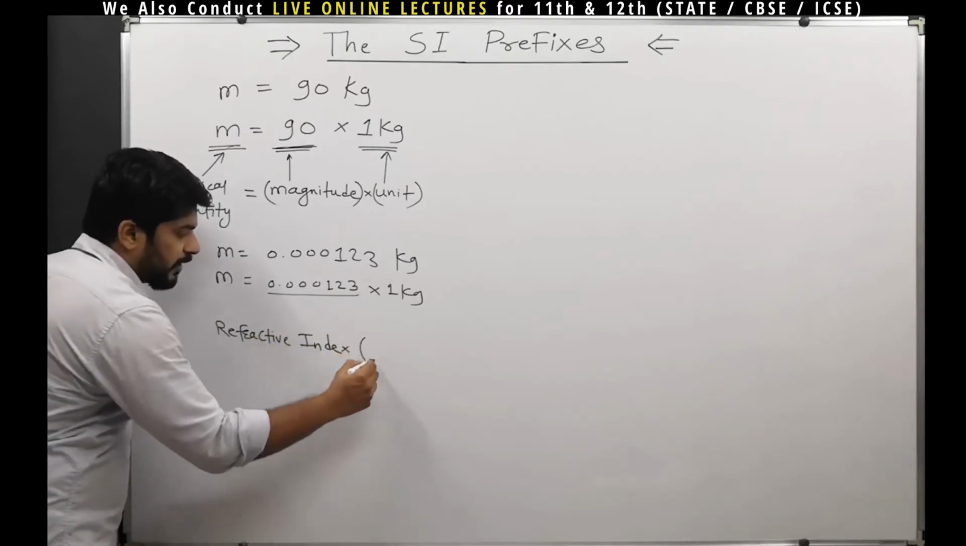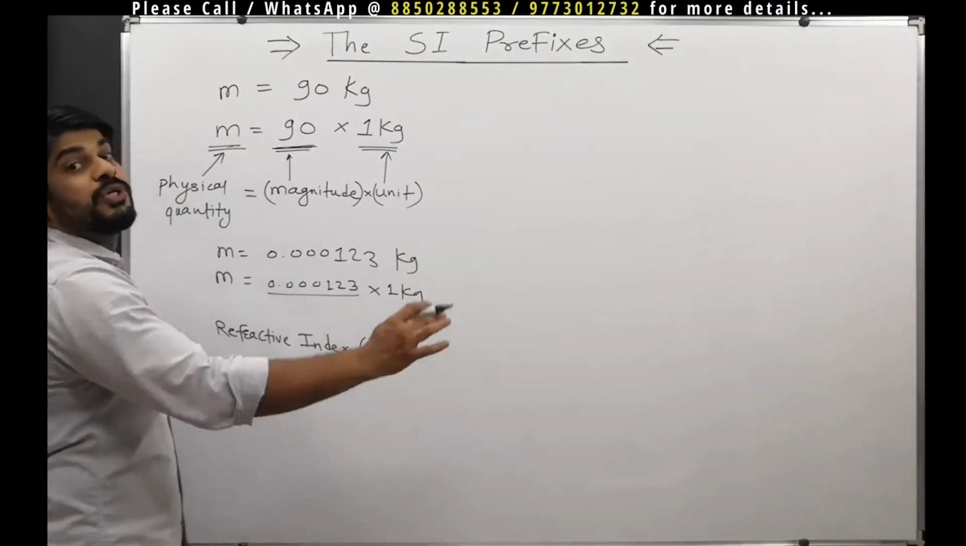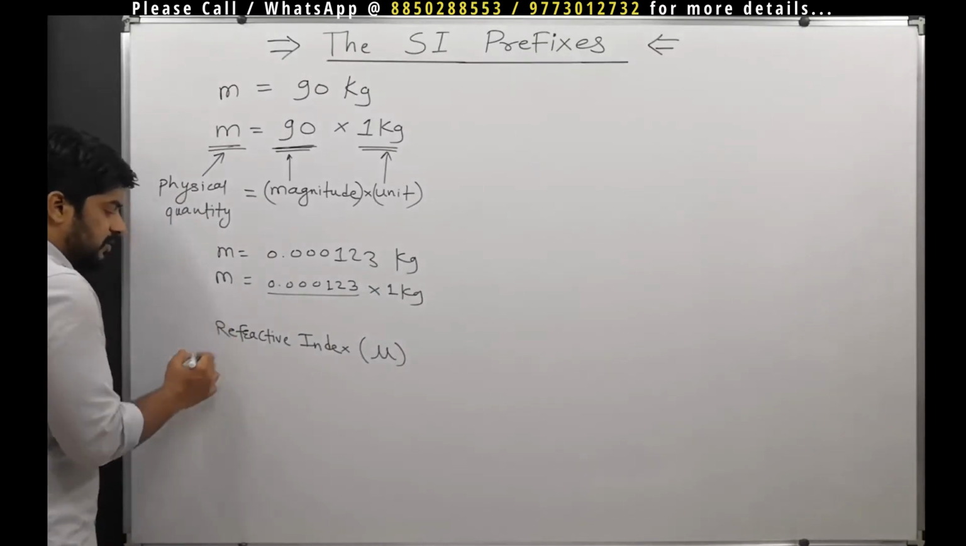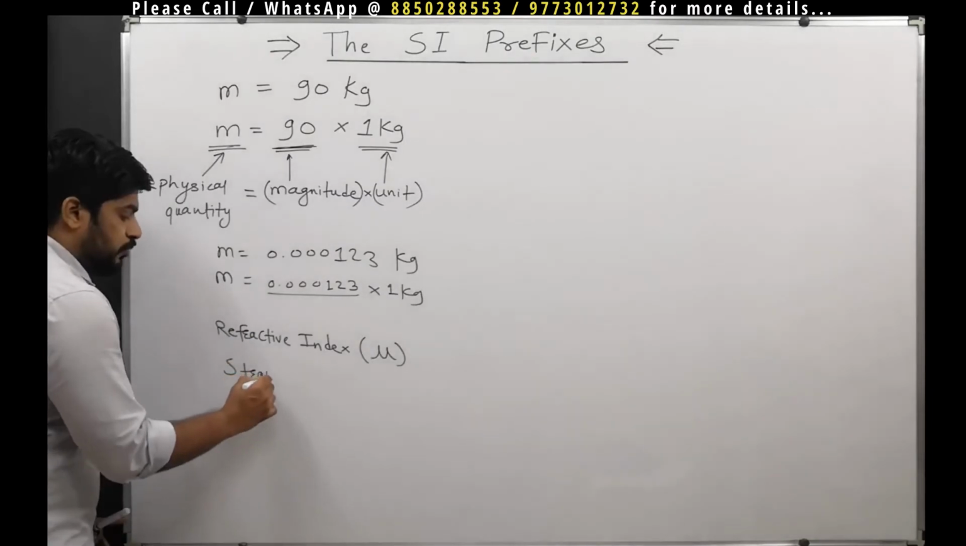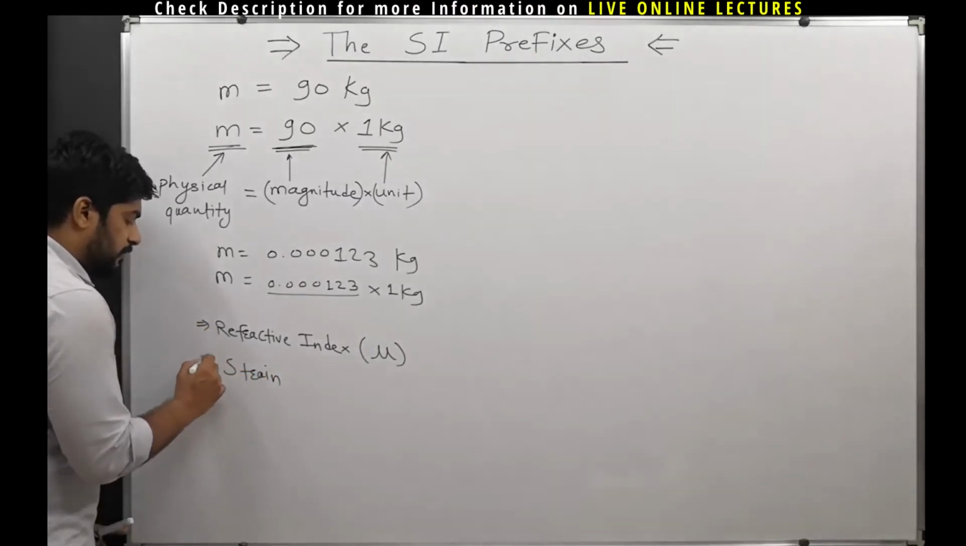It is denoted by mu. This does not have any unit actually. And there are many more like these. I think there is strain. I think you must know strain. These are again physical quantities.